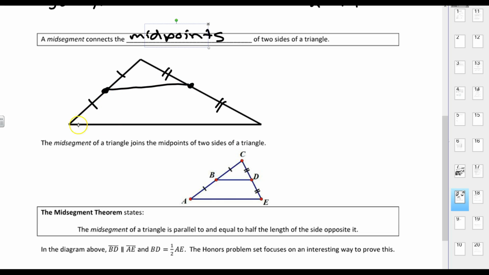We actually have 3 of these on every triangle because I could also find the midpoint down here. It'd be roughly here where this would be congruent to this. And when I connect, we create 3 midsegments. And the midsegment of a triangle actually has some pretty cool properties. It is both parallel to and equal to half the length of the side opposite it. So right here, this midsegment BD, it's going to be parallel to AE, and it's also going to be half the length of AE. So the honors problem set is actually going to prove that that's true, but we're just going to use it now to solve some problems.